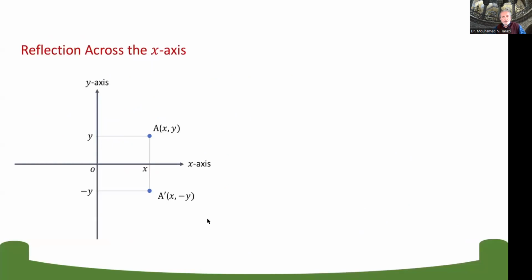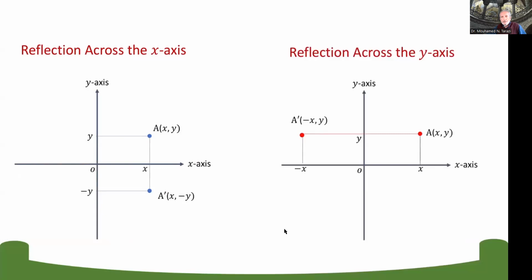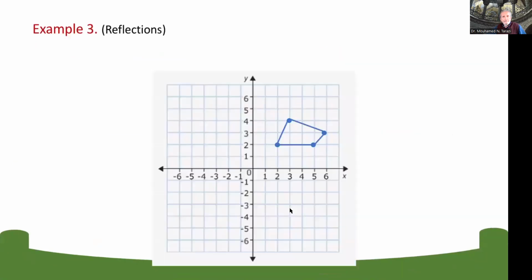Start with reflection across the x-axis. So that's your x-axis. If you have a point here, when you reflect the point across the x-axis, you get this one here. So obviously (x, y) gives you (x, -y). X stayed the same, y became minus y. Here is the reflection across the y-axis. This point here is going to be here. So y stays the same, but x became minus x.